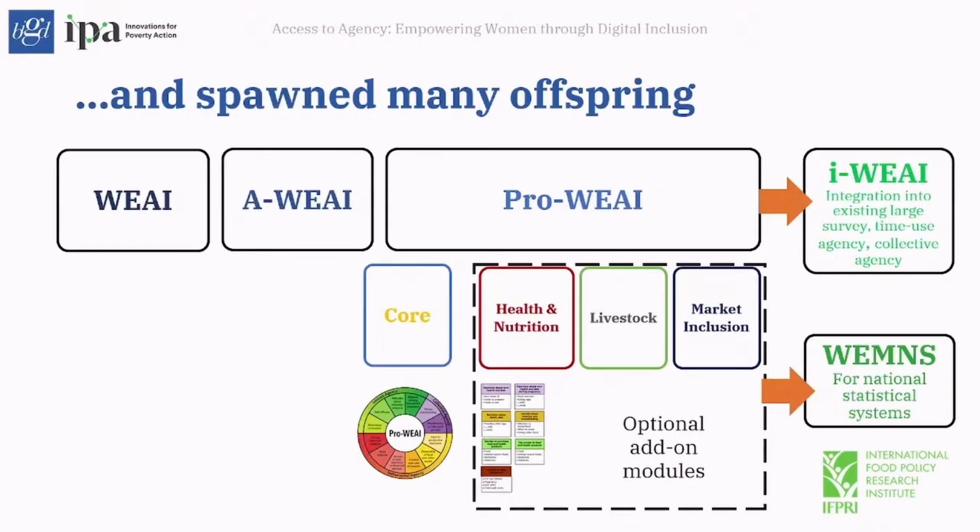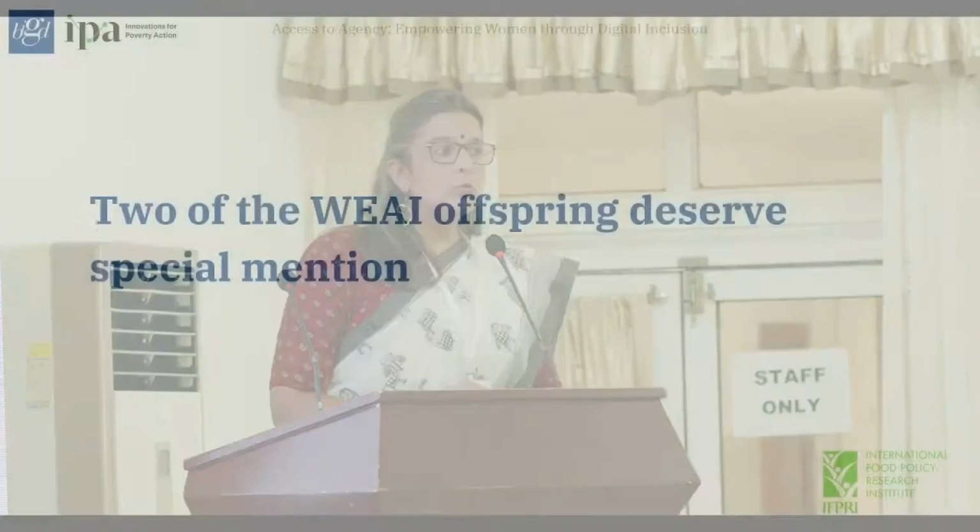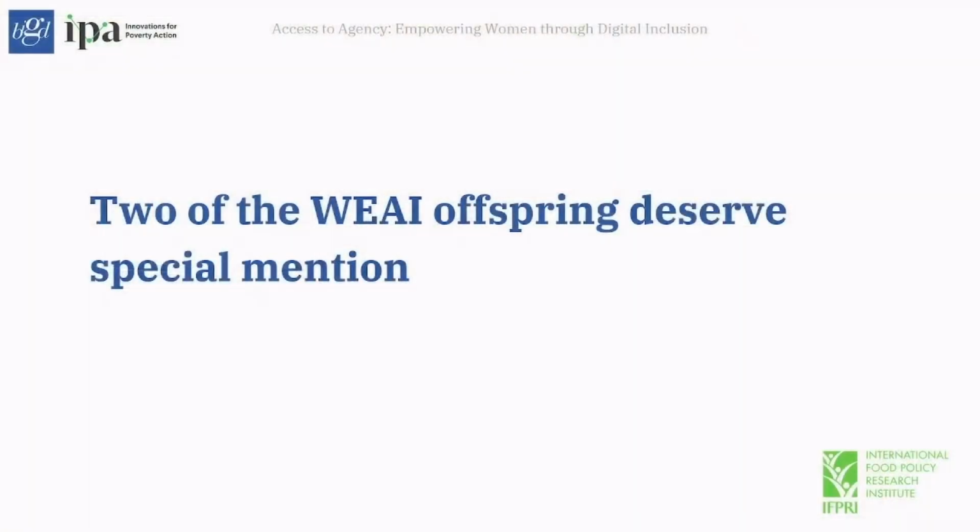And then finally, where we've ended up now is for the women's metric, which is women's empowerment metrics for national statistical systems. And so think something like the DHS and embedding a short module into that. Next slide, please. So I'll talk quickly about two of the WEA offspring, and I'm happy to take questions about the others as well. Next.